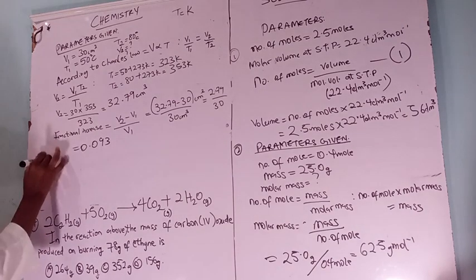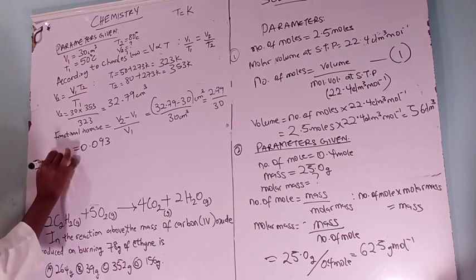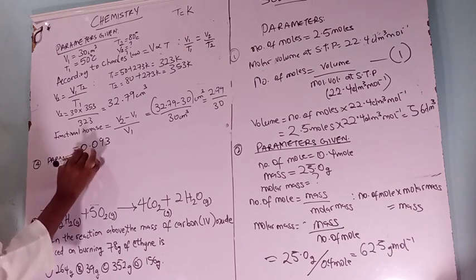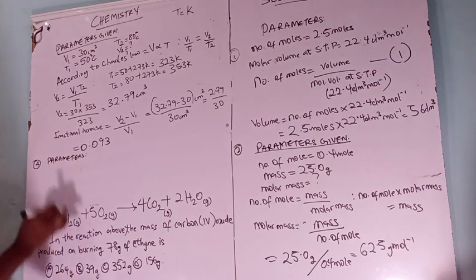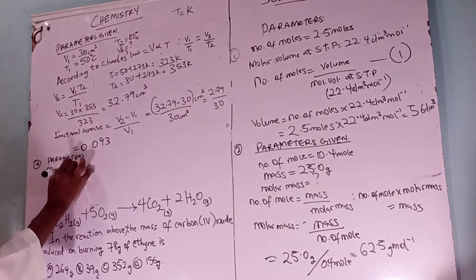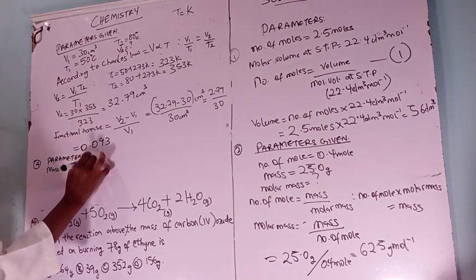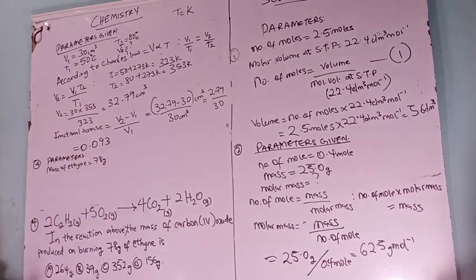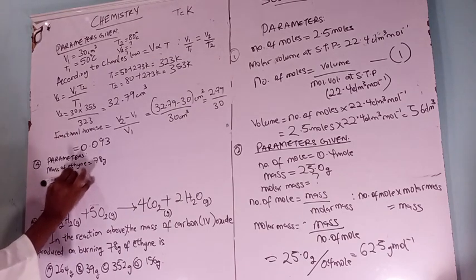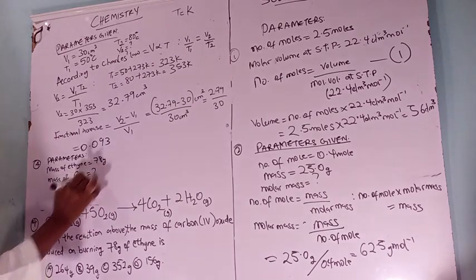What did I tell you? I told you to write out the parameters first. Parameters given. Mass of ethane equals 78 grams. And we have to find the mass of carbon dioxide. Mass of carbon dioxide is unknown.